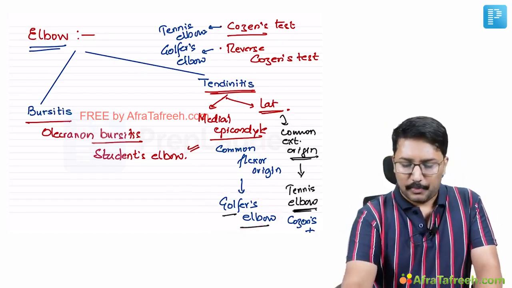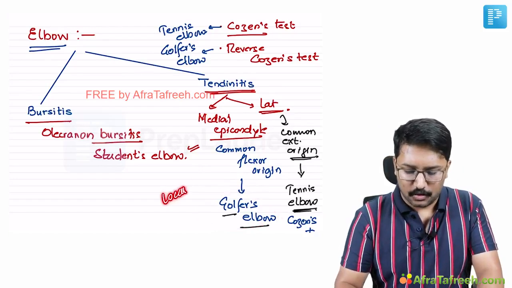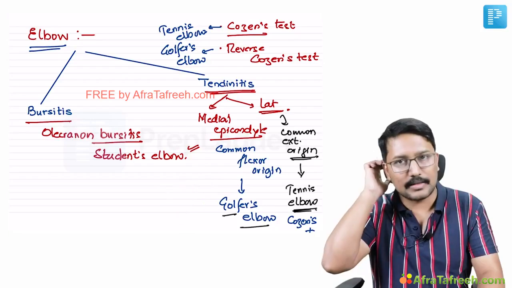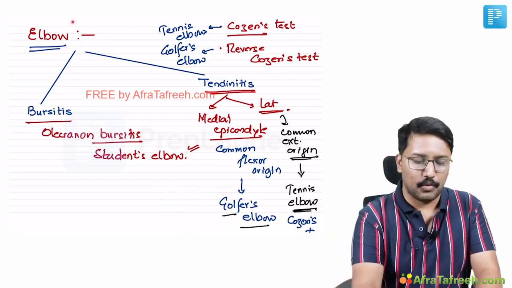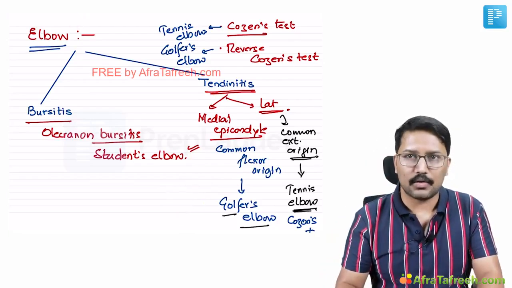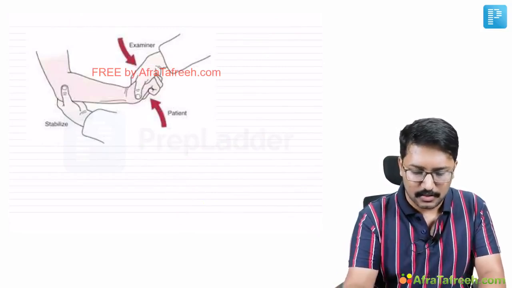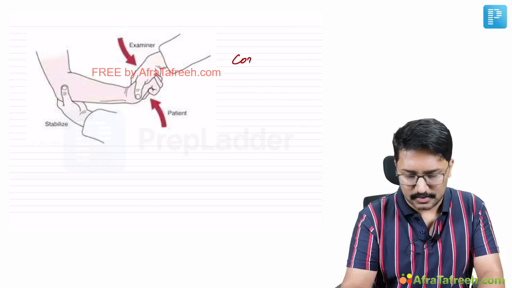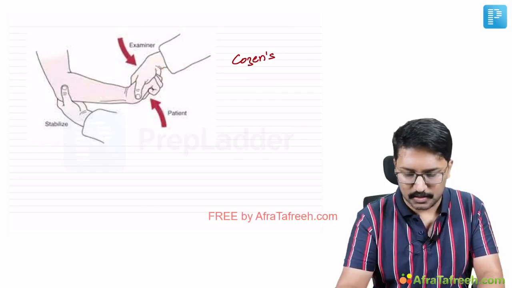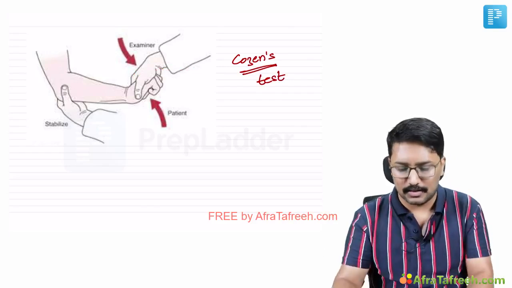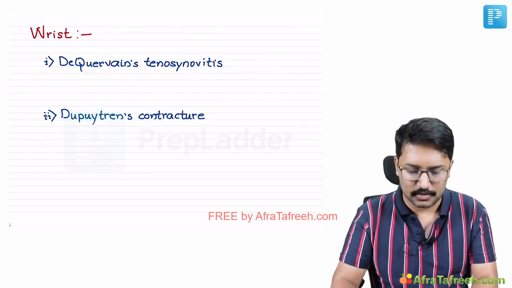Clear? Apart from that, local injection of steroids is also practiced, right? That can also be considered. So this is about the elbow conditions. Now, the next thing we are talking about is, this is the image where you can clearly see the patient being examined for Cosen's test, right? Extension is what is being done here. So it is a Cosen's test. If they are examining for flexion, then it is called inverse or reverse Cosen's test.